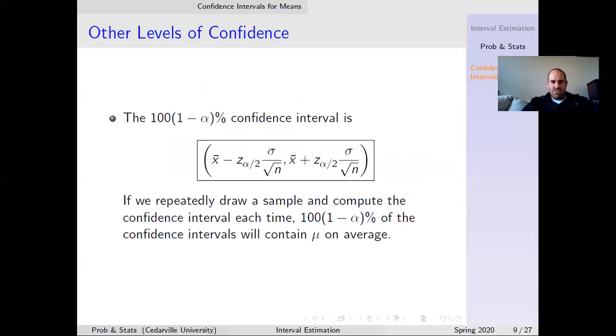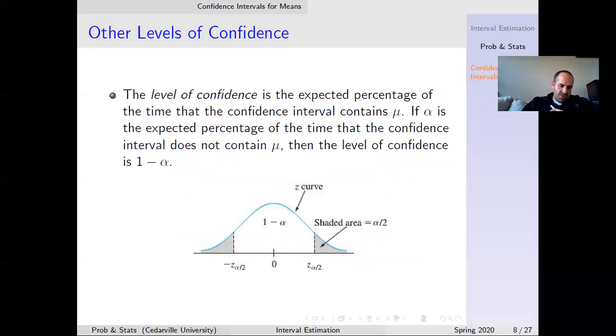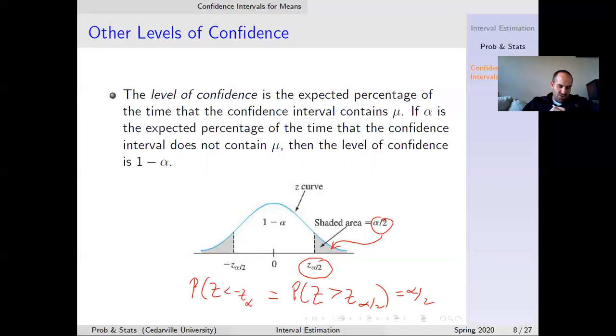Okay? Where what in the world is this z alpha over 2 that we speak of? Well, z alpha over 2 is a number such that the probability that the standard normal is bigger than z alpha over 2 is just alpha over 2. Okay, so again, that number is the cutoff place where that happens. And then, of course, that's also going to be equal to the probability that the standard normal is less than negative z alpha over 2, just by symmetry, okay?